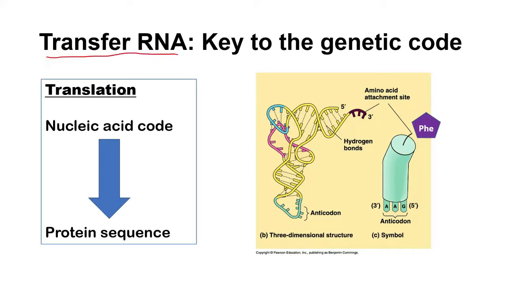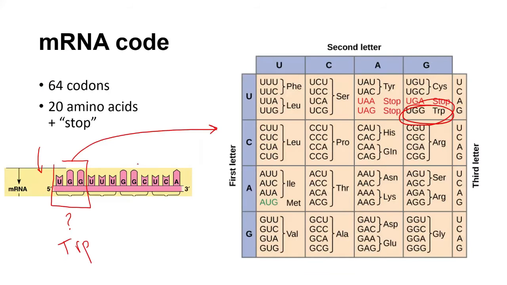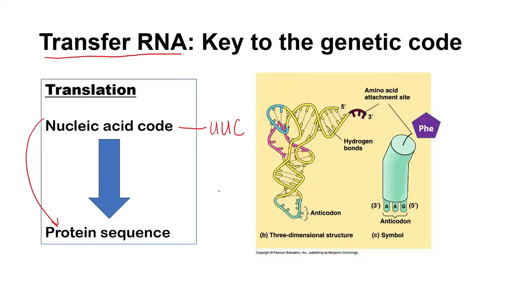That's the key to the genetic code. It takes us from the nucleic acid language to a protein language. Let's say, for example, we had on the messenger RNA the code UUC. And if we went and looked that up, let's go ahead and do that. What is it going to call for? We look it up on this chart. UUC codes for phenylalanine. All right, so we know we need that.